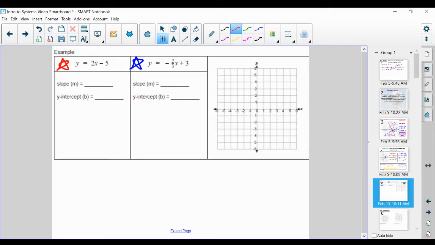So looking at y equals 2x minus 5, which is the red line, what is our slope? Well, our slope is the coefficient of x. It's the number attached to our x, which is positive 2. And the y-intercept is negative 5, which means we can graph this.